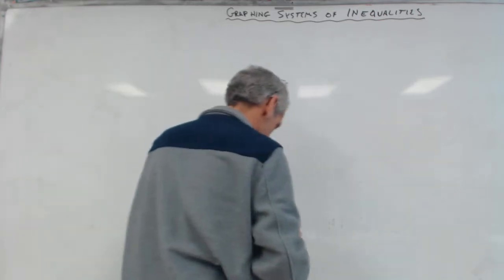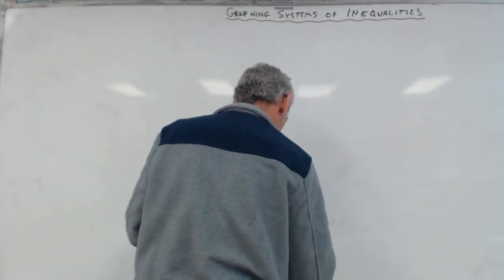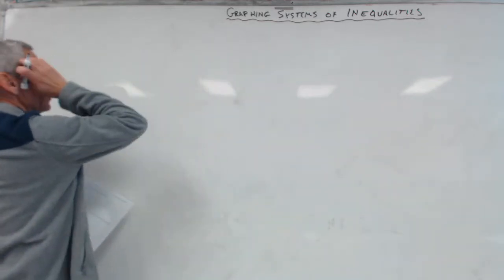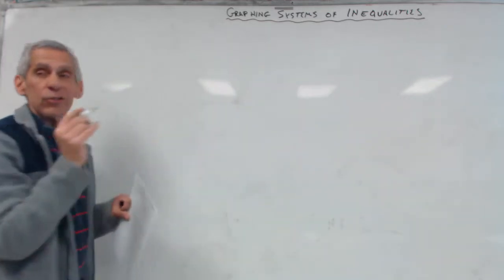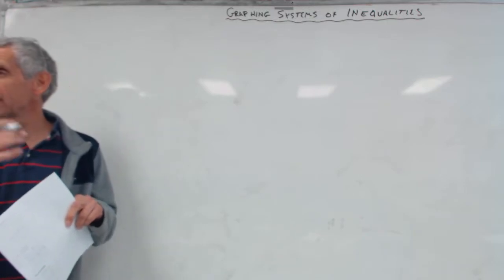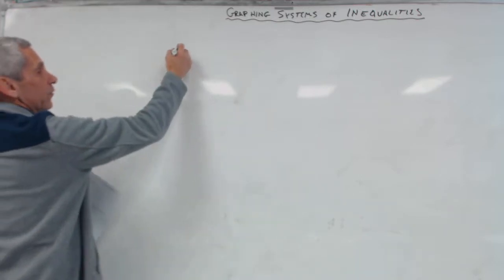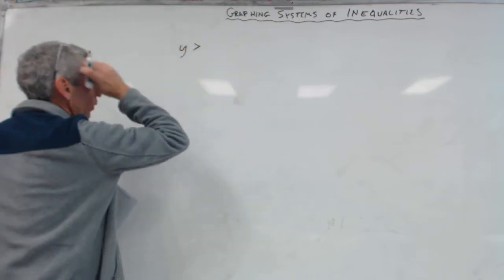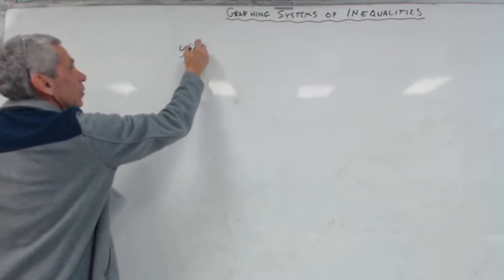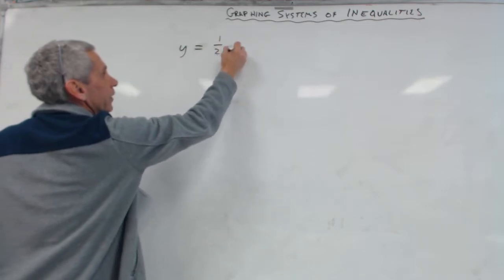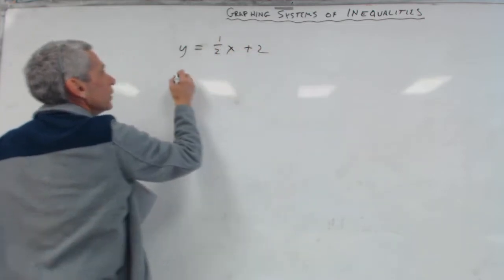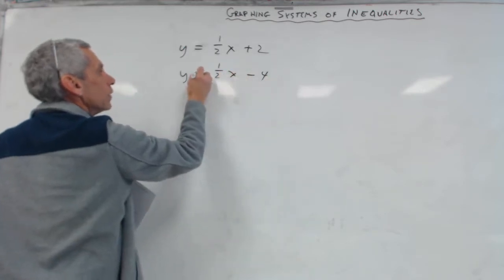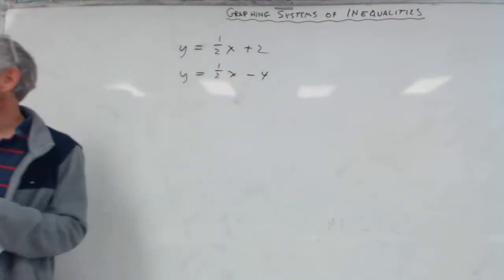You don't even have to write this down. Just watch this for a second. If I gave you something like this, I'm going to do an equation, not an inequality, okay? What if I gave you y is greater than, well, no, not greater than, let's do an equals first. y is equal to 1/2 x plus 2, and y is equal to 1/2 x minus 4. That's a system of equations.